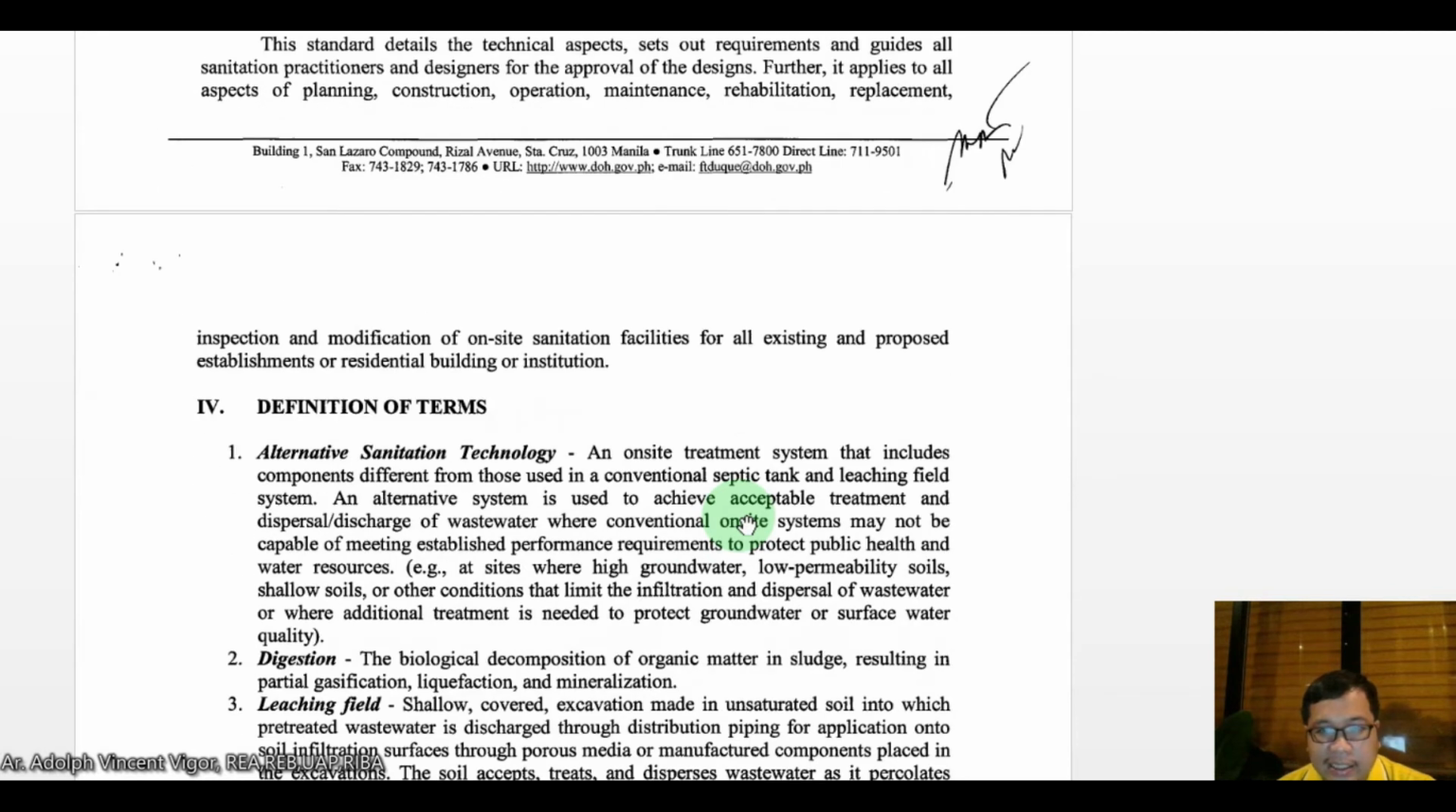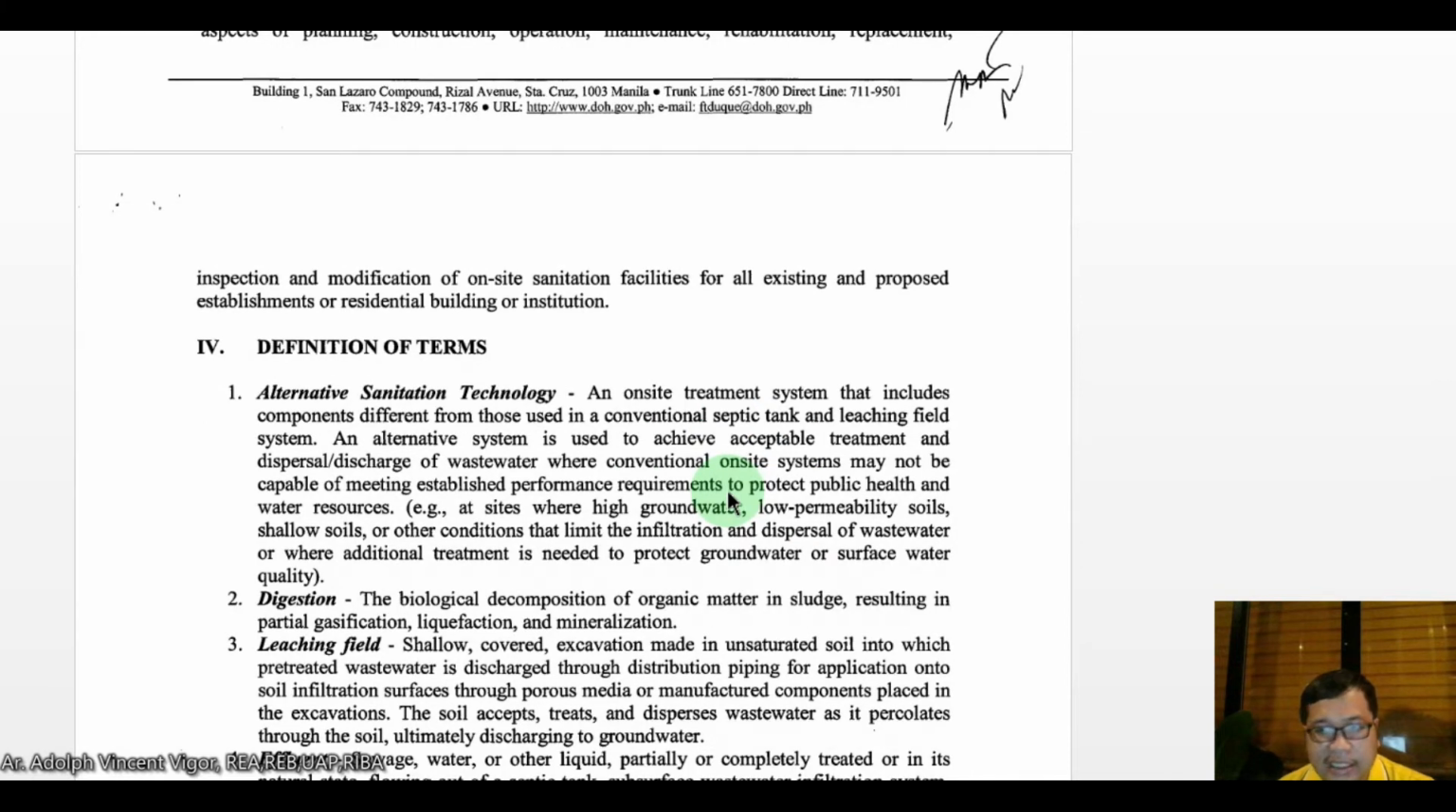So I think last is the definition of terms, most of which is already discussed in our previous lectures. But I think, okay, so let's discuss alternative sanitation technology. I think this should be good.